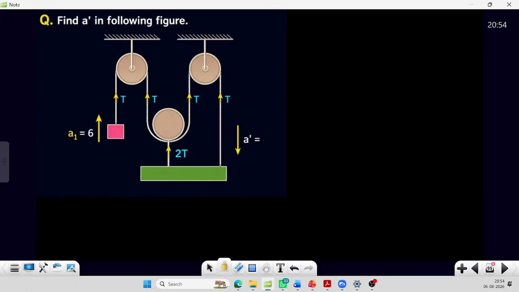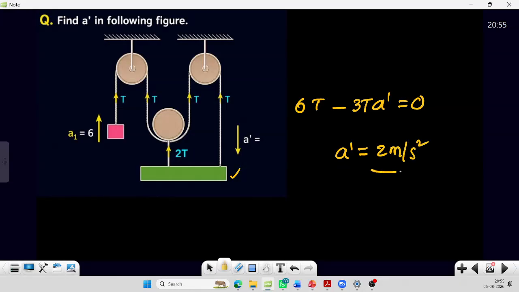Yes, so this means we can say 6 into T, minus, for this block, how much is the tension? 3T. So this is 3T A dash, which is equal to 0. So that means how much is the A prime value here? That is 2. 6 by 3. You might miss the minus sign. Opposite direction, right?